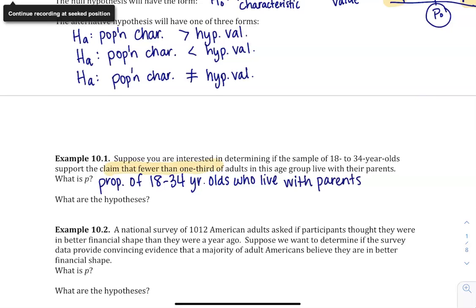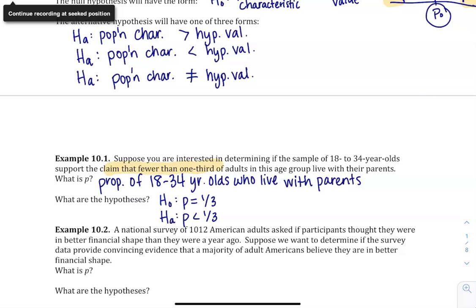Want to write our hypotheses about what we think is going on in this example. So our null, H0, is that the proportion is 1/3. We're looking at this claim that fewer than 1/3 of adults live with their parents, and so we need to start with the assumption that it is 1/3. But our alternative, what we think might be happening, is that it's actually less than 1/3.